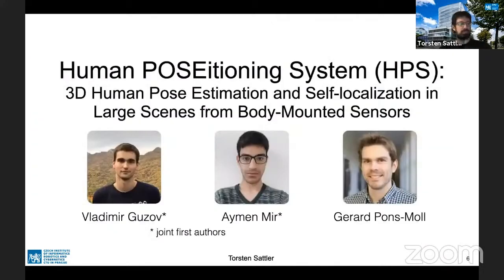That brings me to the first work that I want to talk about. We call it Human Positioning System. It's about figuring out where a human is in a scene and also estimating the pose of the human together with this position. This is joint work with Vladimir Guzov, Aymen Mir, and Gerard Pons-Moll from the University of Tübingen and the Max Planck Institute for Informatics. Vladimir and Aymen share first authorship on this one. This will also be presented at CVPR.